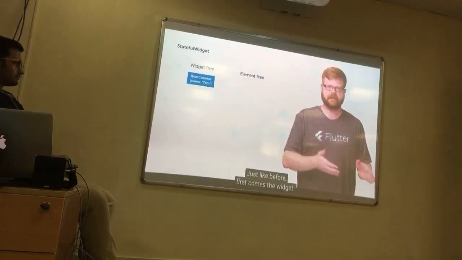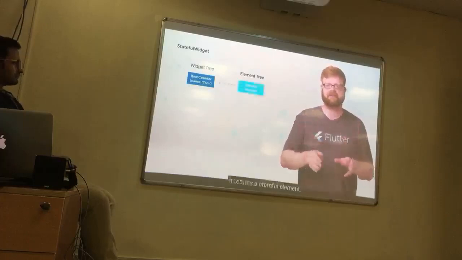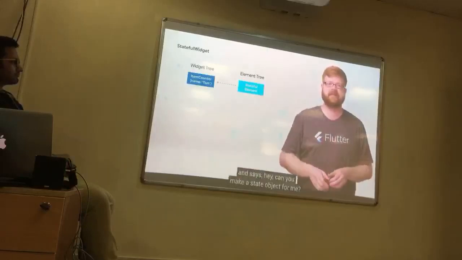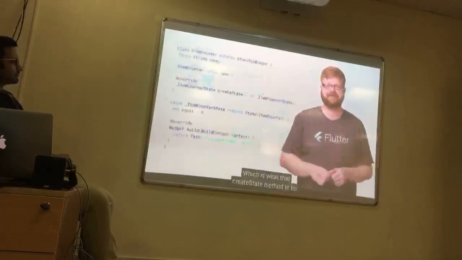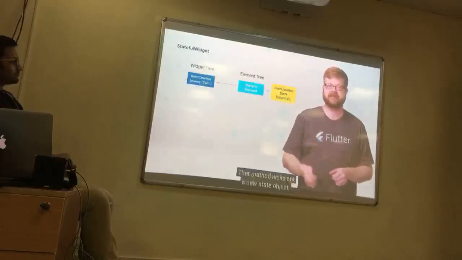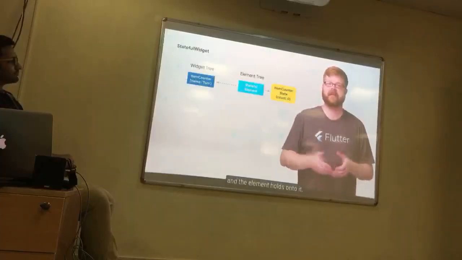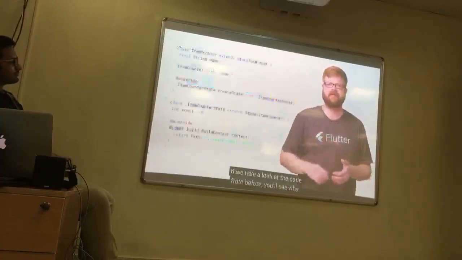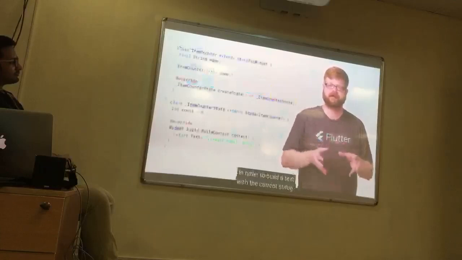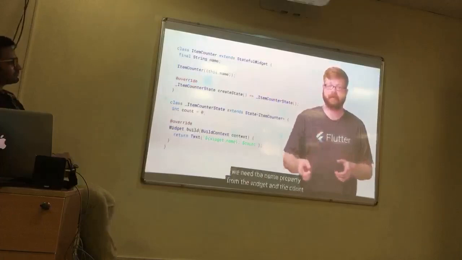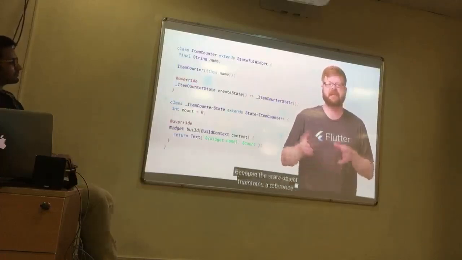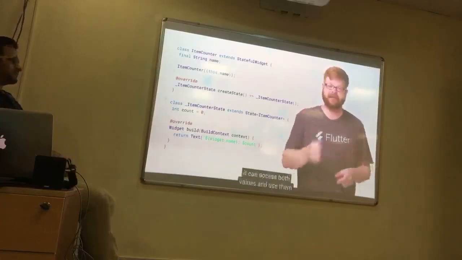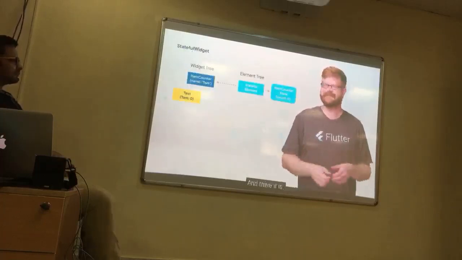With a stateful widget, there's an extra step. Just like before, first comes the widget to create an element. It returns a stateful element. That stateful element then goes back to the widget and says, hey, can you make a state object for me? Which is what that create state method is for. That method kicks out a new state object, and the element holds onto it. Now it's time to build child widgets. So stateful element calls the state object's build method. If we take a look at the code from before, you'll see why. In order to build a text with the correct string, we need the name property for the widget and the count property for the state object. Because the state object maintains a reference to the widget for which it's maintaining state, it can access both values and use them to construct the text widget. And there it is.